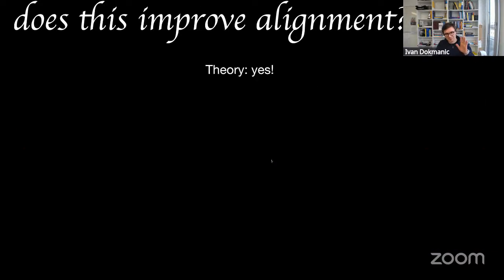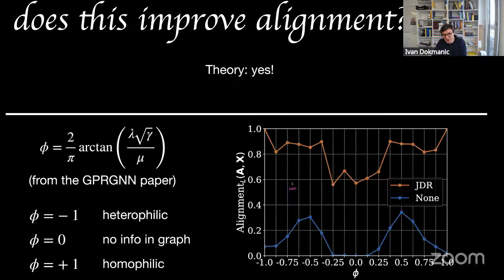Okay, I skip this. So does this improve alignment? That's the first question you can ask, because it's a completely heuristic argument. In the paper, we have a theoretical argument, a proposition that shows that it does improve alignment. And we can also run an experiment.